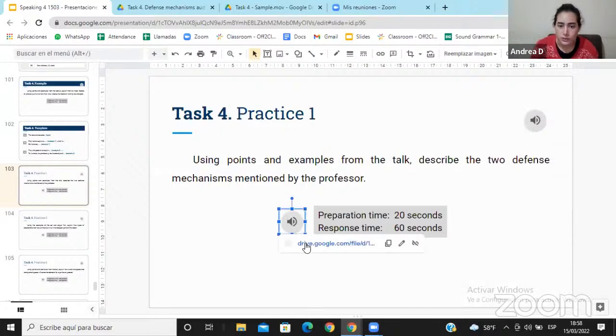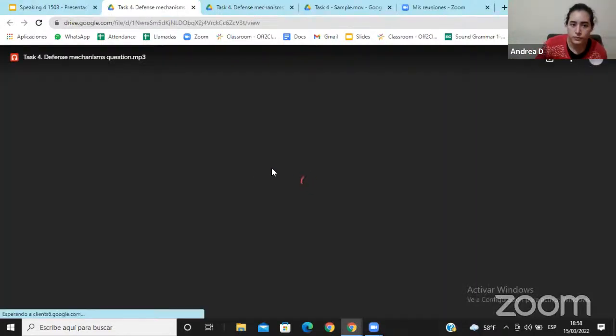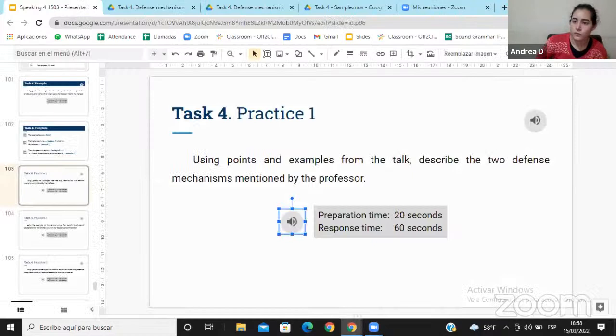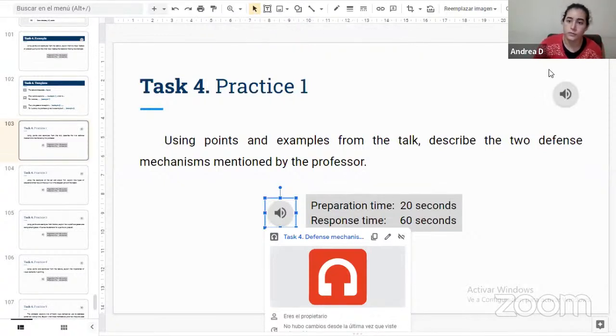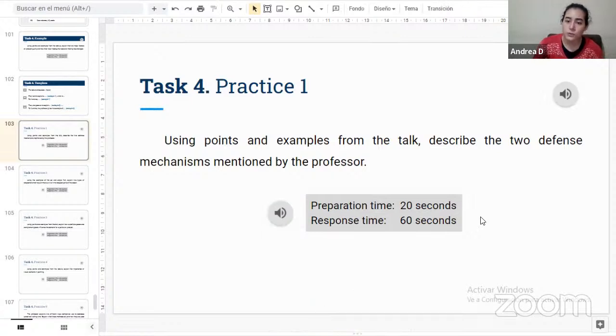And here's the question. Using points and examples from the talk, describe the 2 defense mechanisms mentioned by the professor. Starting now, you'll have 20 seconds to prepare your response.